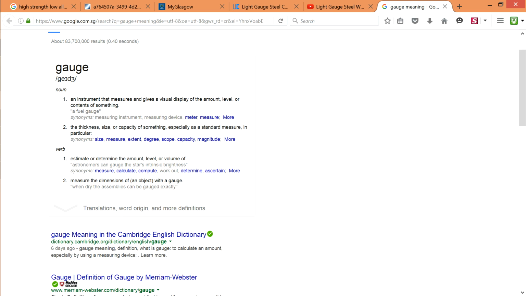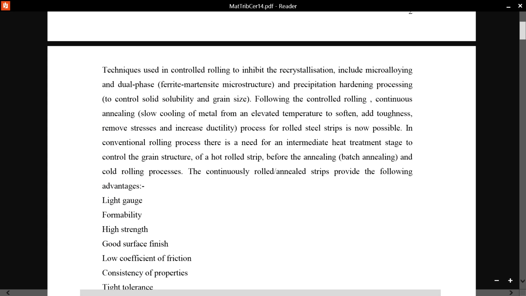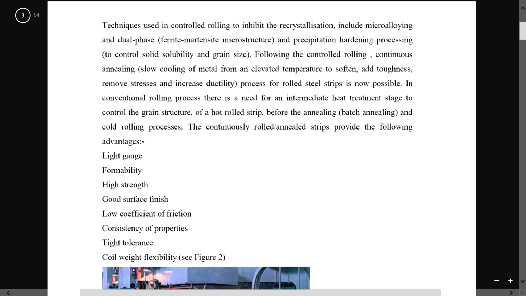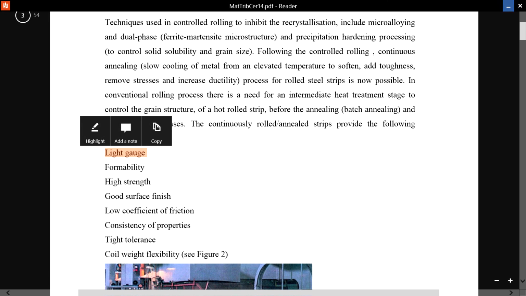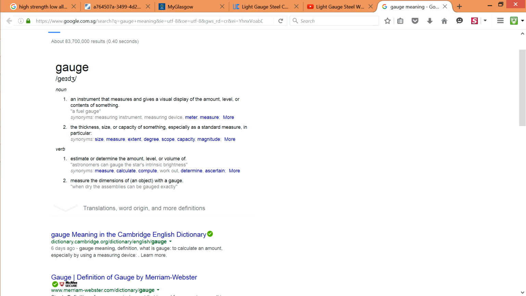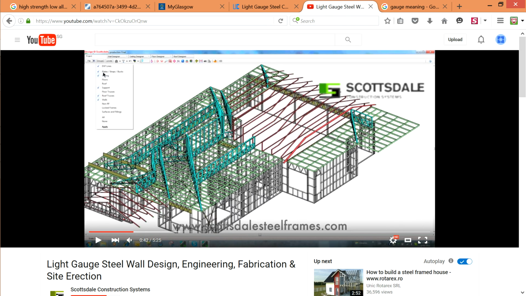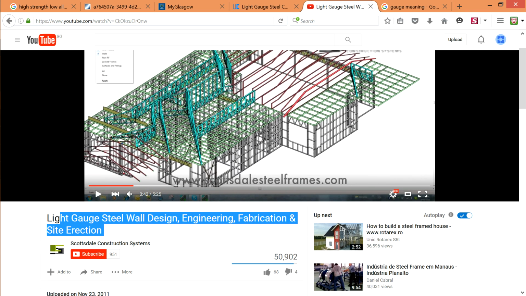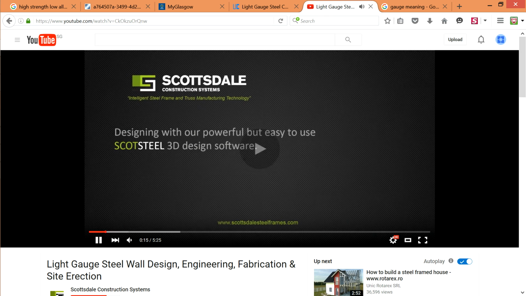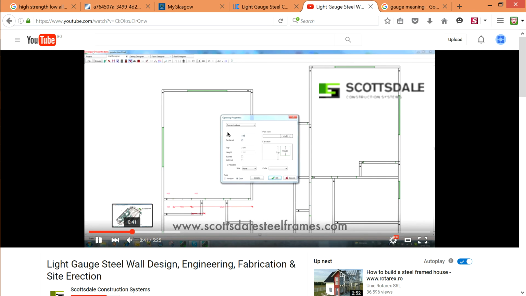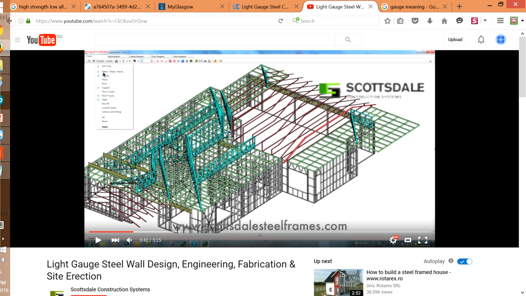So there is one word called light gauge in the reading materials. Light gauge steel is talking about lightweight, or the gauge itself can be in terms of a volume, so it's a light volume type of thing. If you go to this, it's a light gauge steel wall design. As you can see, they are formed from sheet metal, in the form of these columns.